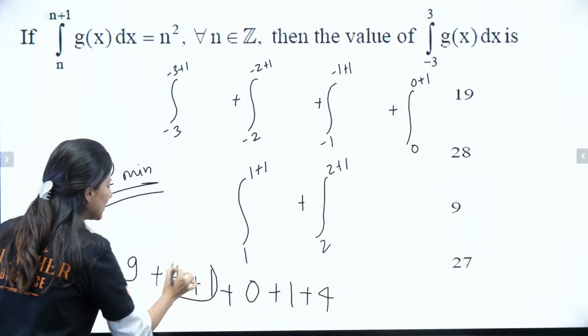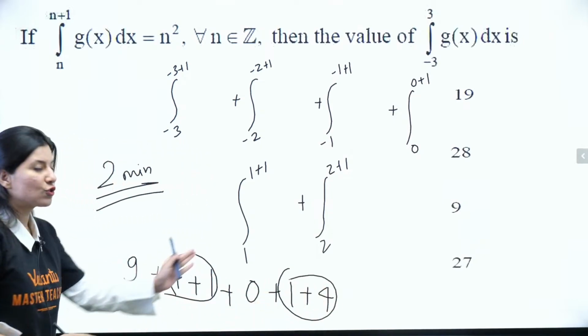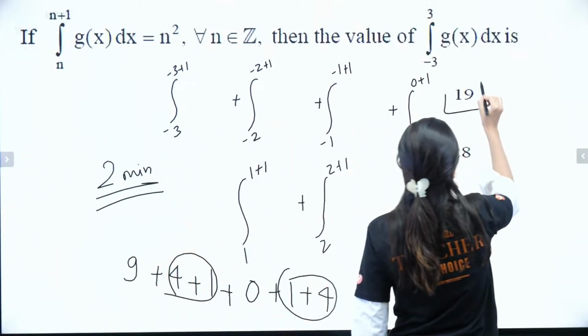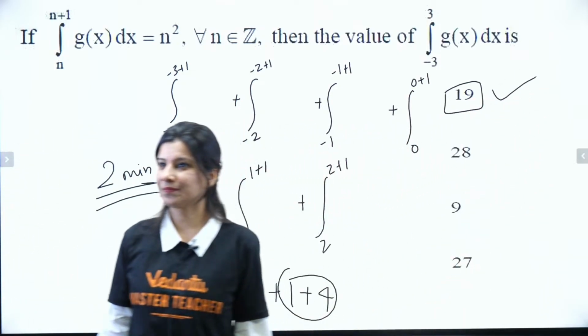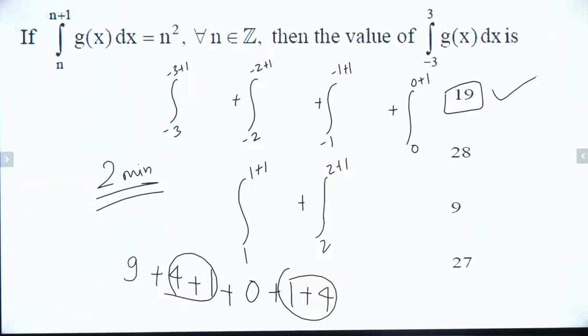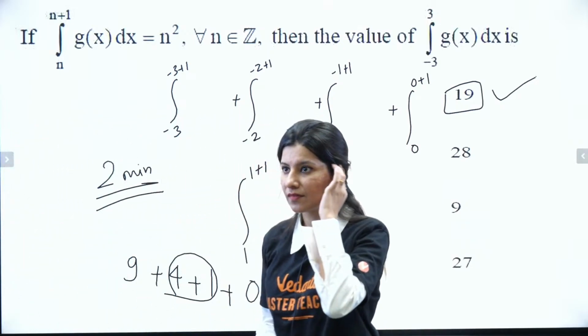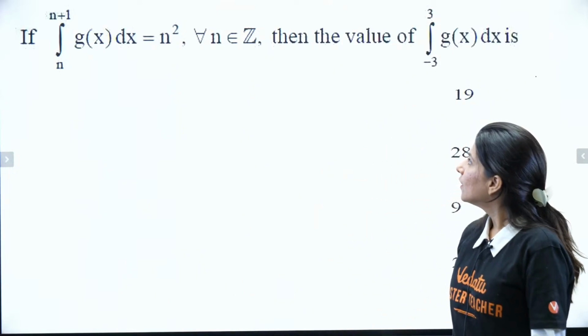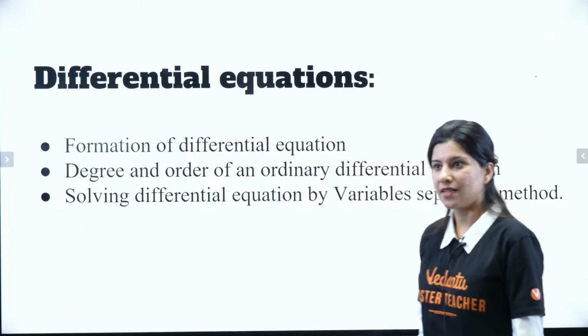So can you see 4 plus 1 is 5, 4 plus 1 is 5, 5 and 5 is 10, 5 plus 5 is 10, 10 plus 9 is 19. Okay. All right. 19. Easy peasy. Okay. All right. So 19 is the correct answer.